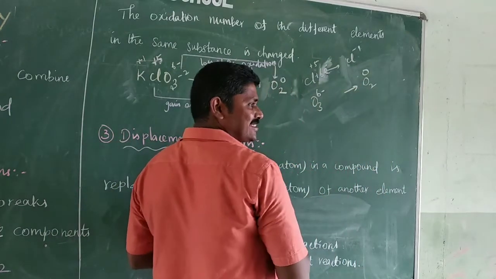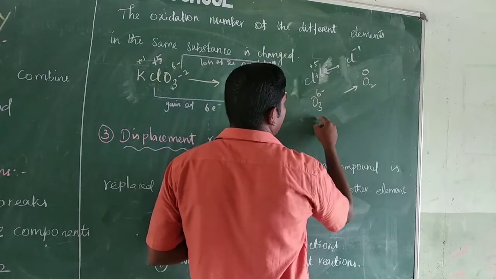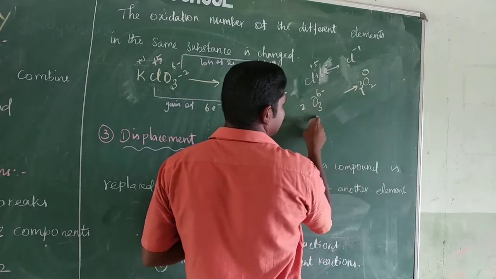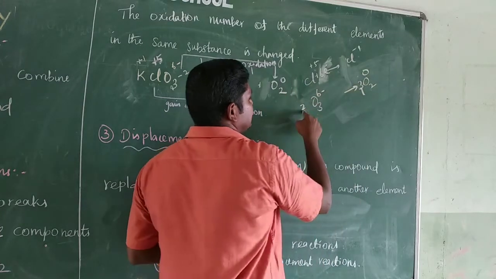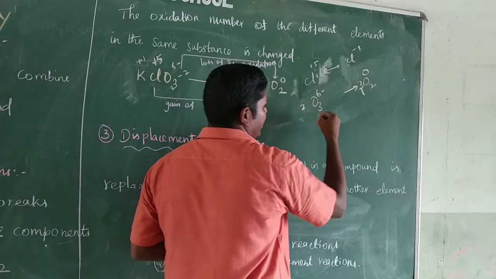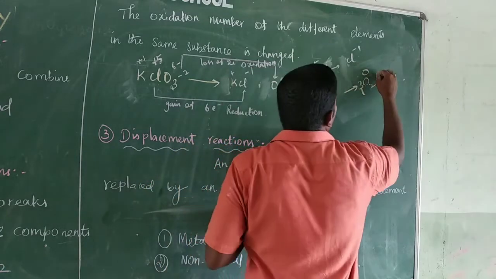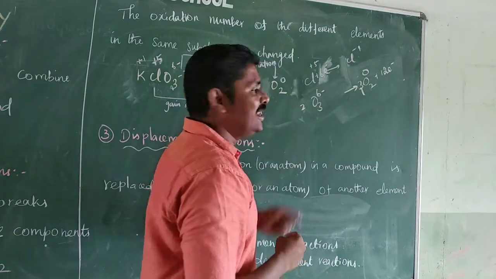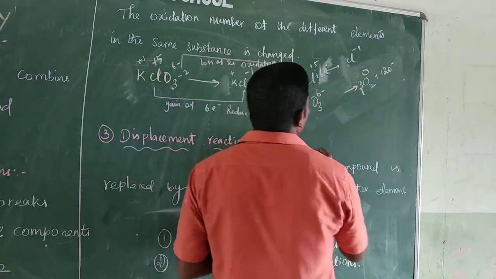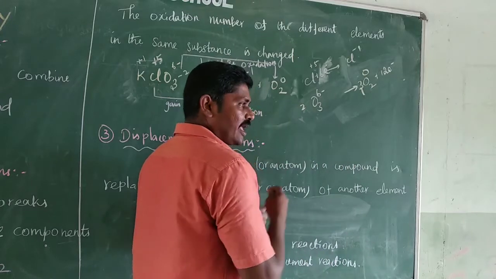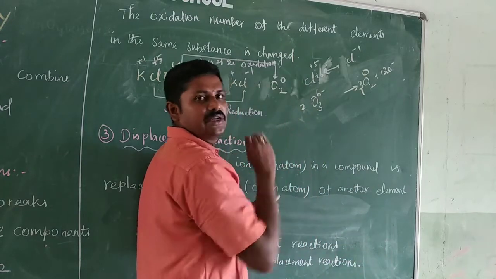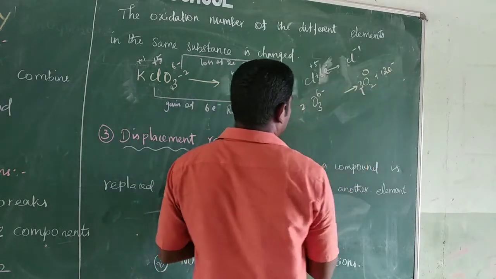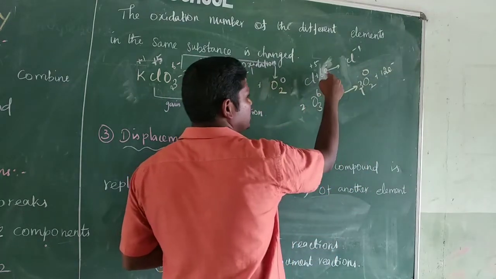Balance the number of atoms on each side: 3 and 2, take 6 oxygens. 2 into 6 is 12, minus 2 to 0, a loss of 12 electrons. In the balanced equation, the loss of electrons is equal to the gain of electrons. Oxidation has 12 electrons but reduction has 6.